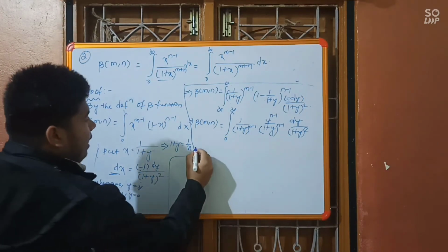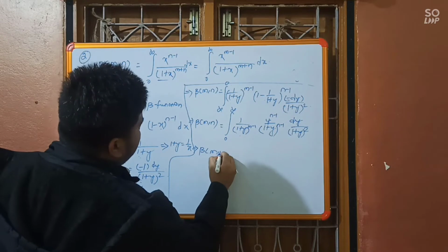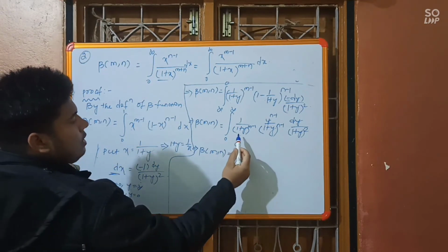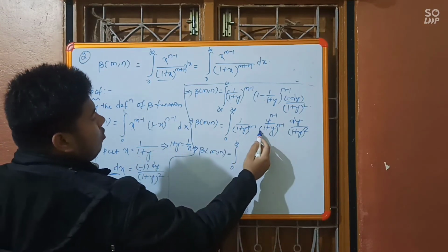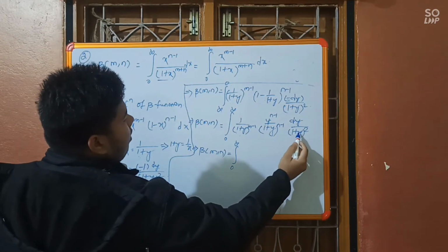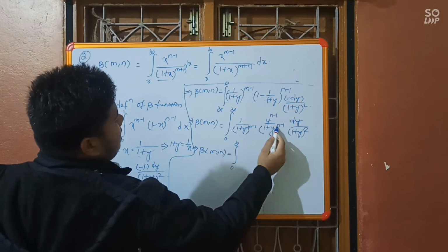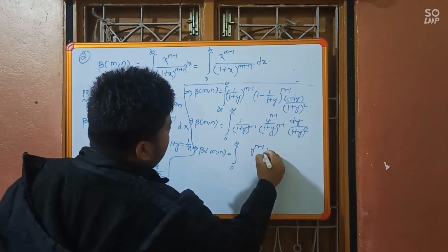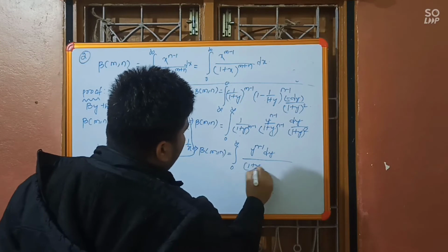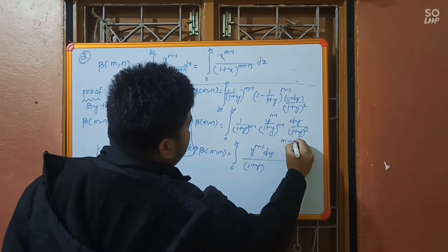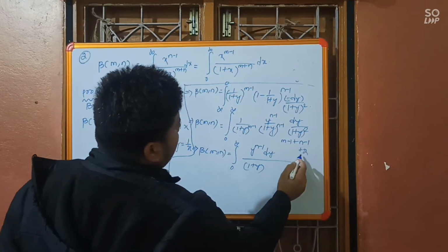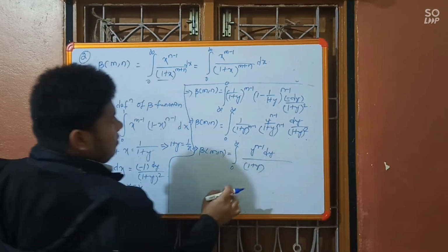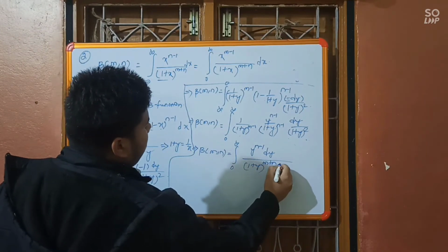See, the next step: beta mn is equal to the integral with limits 0 to infinity. So here is (1 plus y) to the power m minus 1, here is (1 plus y) to the power n minus 1, here is (1 plus y) to the power 2, that is m minus 1 plus n minus 1 plus 2. What will the total power be? Now y to the power m minus 1 dy by (1 plus y) to the power m minus 1 plus n minus 1 plus 2. Here look, 2 and minus 1 minus 1 cancel, so only m plus n remains, so we can write here (1 plus y) to the power m plus n.